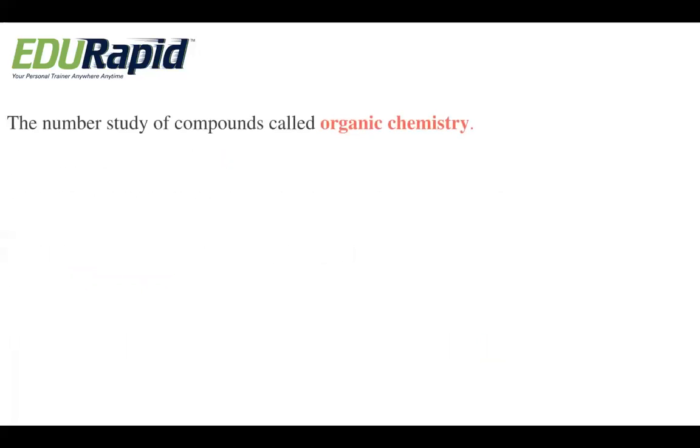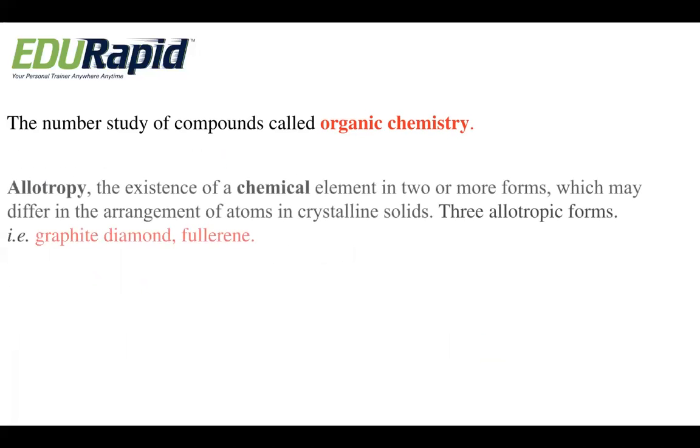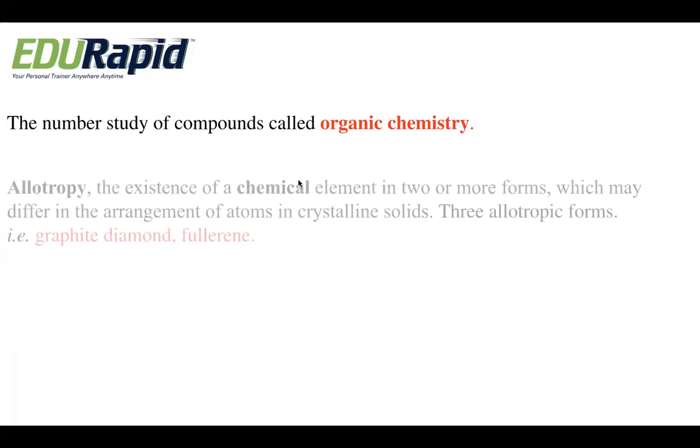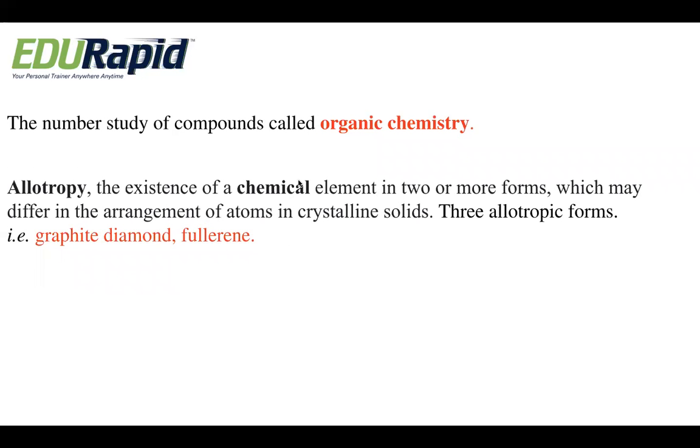We have a special branch of chemistry to study carbon and its compounds. The study of these compounds is called organic chemistry. So we have a specific branch of chemistry called organic chemistry. It deals specially with the study of the compounds of carbon.